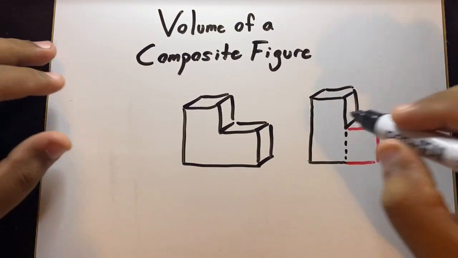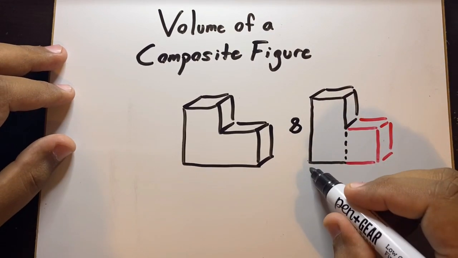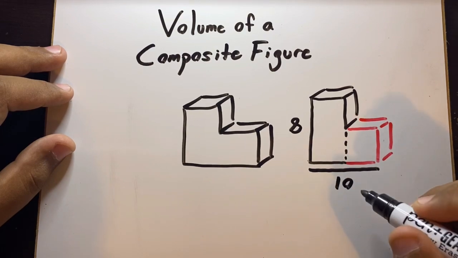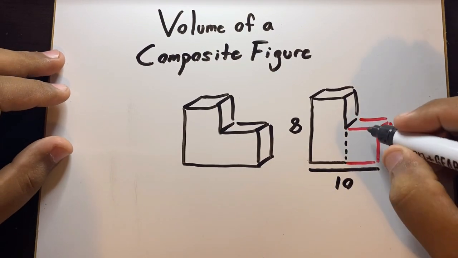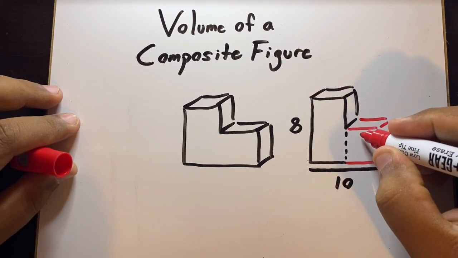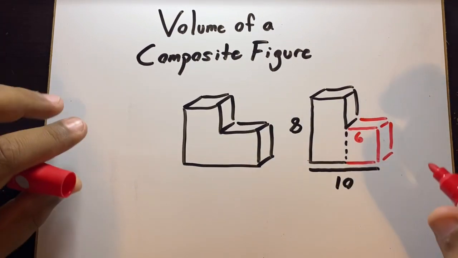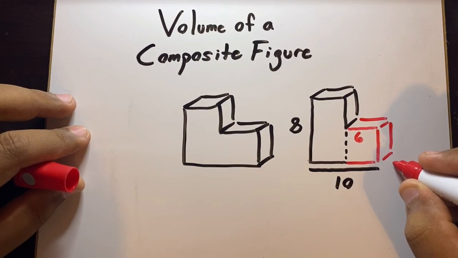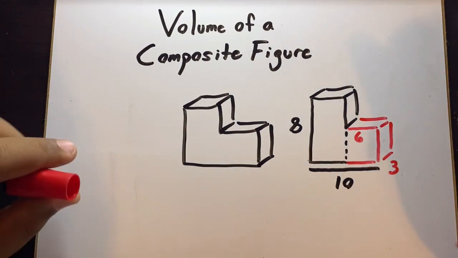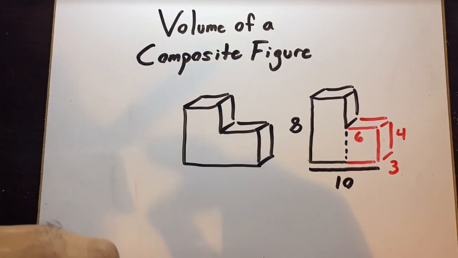So, as an example, let's say this right here is 8 inches. The total length of here, we'll say, is 10 inches. We'll make it right here 6 inches. We'll make the width 3 inches. And of course, we'll make this 4 inches over here. Okay, now we can continue.